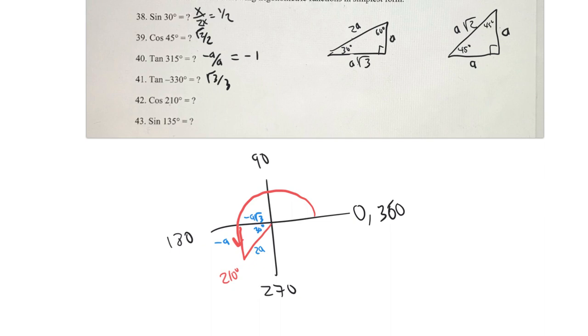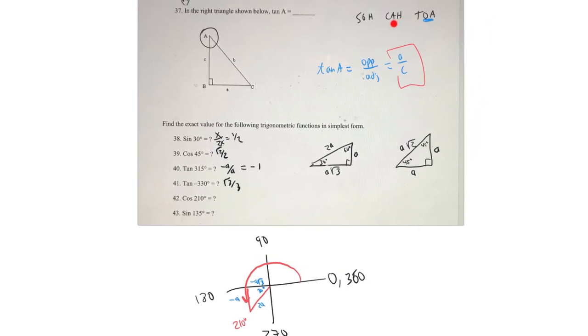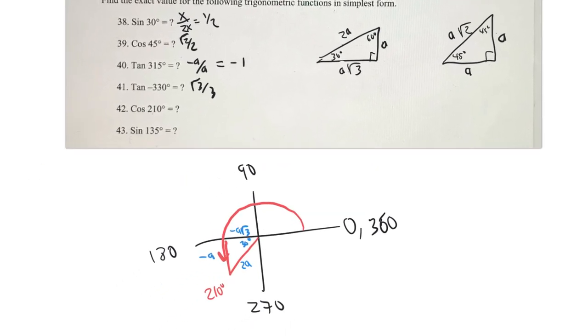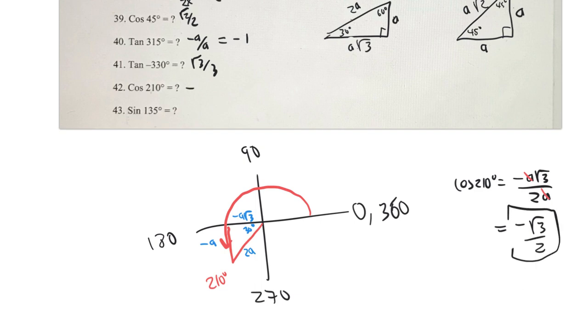So cosine is always, according to the structure, adjacent over hypotenuse. So therefore, we would be looking at this adjacent over the hypotenuse. So I'll just write that over here. Cosine of 210 is going to be equal to the adjacent, which is negative a radical 3, all over the hypotenuse, which is 2a. It's the case that the a's would cancel. And then next thing you know, you have negative radical 3 over 2, and that's an acceptable answer. Negative radical 3 over 2.